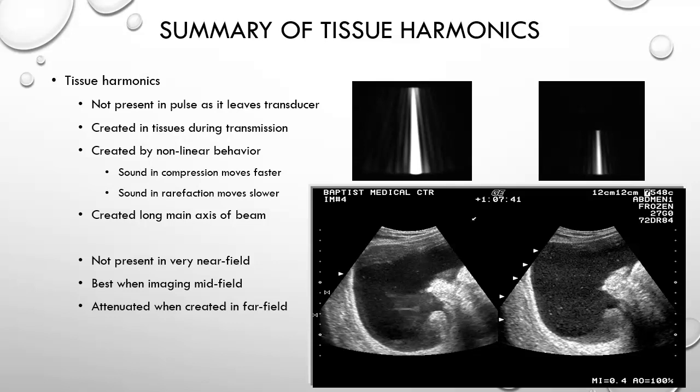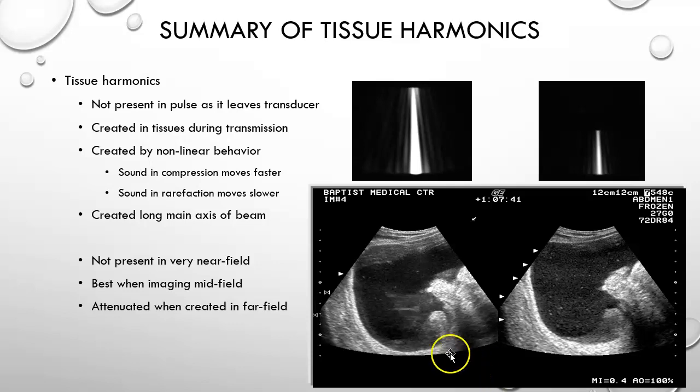Harmonics, because of the nonlinear behavior and the fact that they need a stronger signal, are only created along the main axis of the beam, so you get a much narrower beam width because of them. They're not present in the near field because they haven't developed yet. They're best in the midfield, and they're attenuated if they are created in the far field. They don't have a chance to get back to the transducer due to the increased attenuation with frequency.